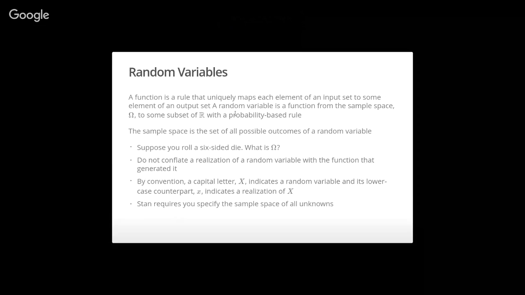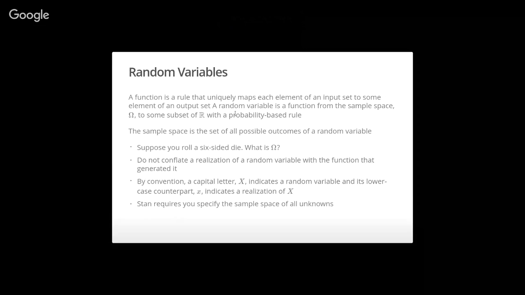So to take an example, let's say you do one roll of a six-sided die. What is the sample space omega? The number of things that can happen, or all things that could happen. Six. Six, right. And those are what? The sides of the die. Right. 1, 2, 3, 4, 5, 6.